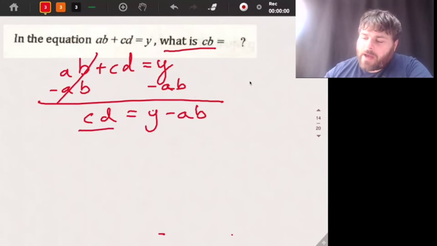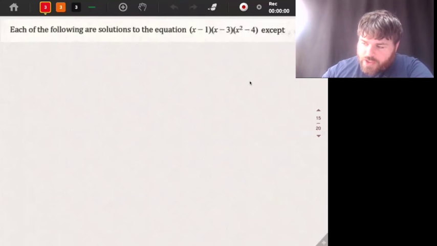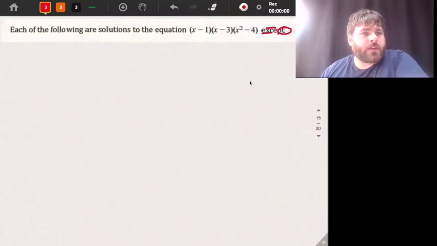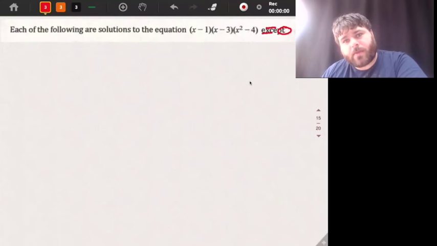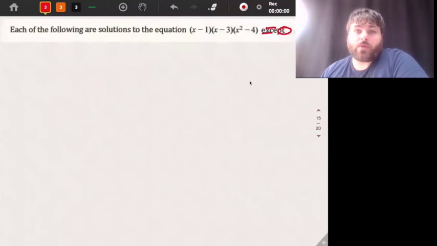All right, next problem. Each of the following are solutions to the equation x minus 1 times x minus 3 times x squared minus 4, except, now, this should say equals 0 because it's not an equation, okay? So first of all, each of the following are solutions to the equation x minus 1 times x minus 3 times x squared minus 4 equals 0.